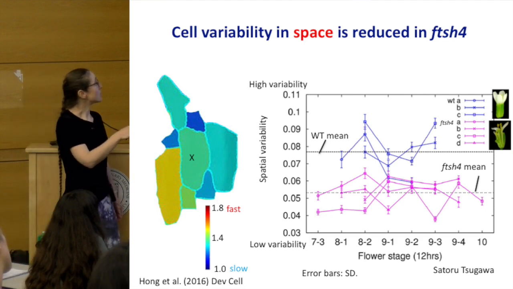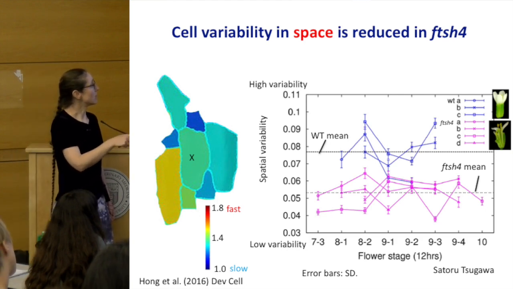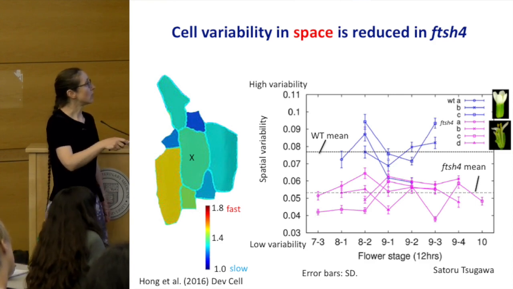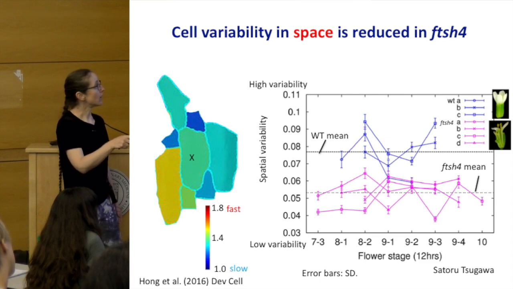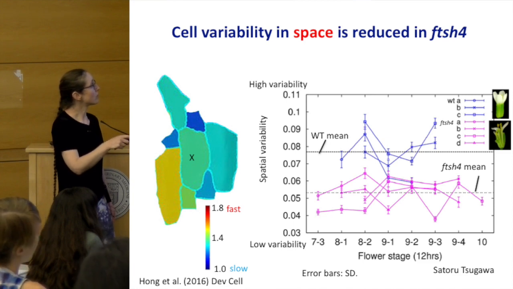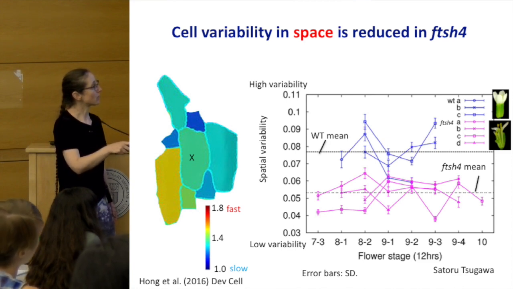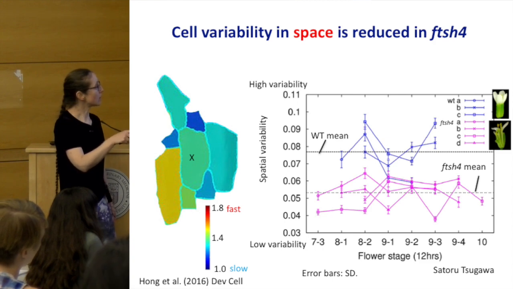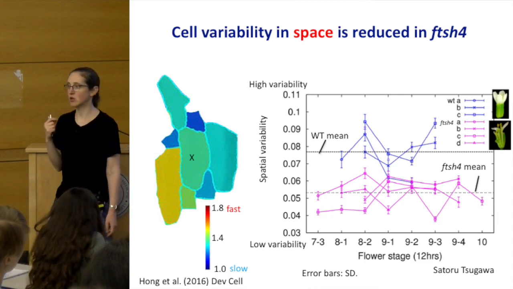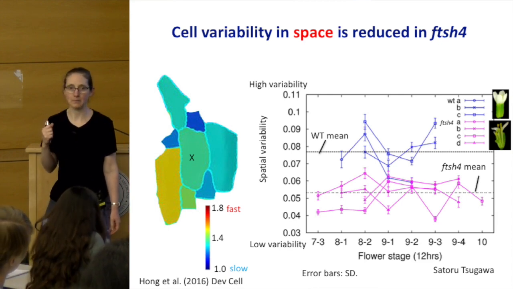And so we've got spatial variability on this axis, and then we've got developmental stage, so 12 hours, each 12 hours here. We've got wild type in blue and FtsH4 in magenta. And what you can see is that wild type actually has more spatial variability than FtsH4. So FtsH4, on average, is down here, whereas wild type's up here. So we've got less spatial variability in FtsH4.